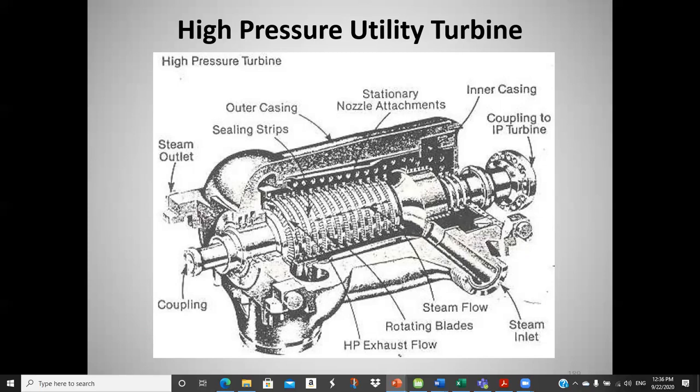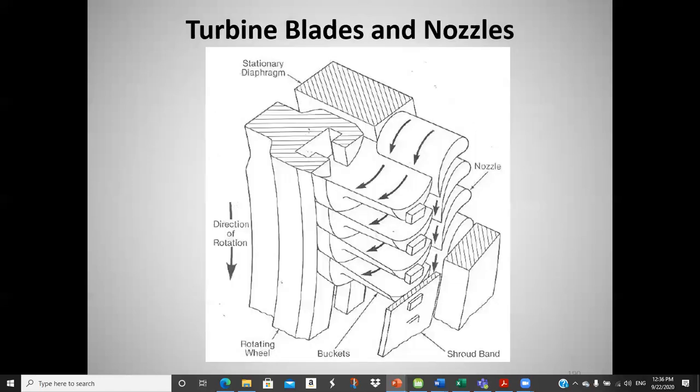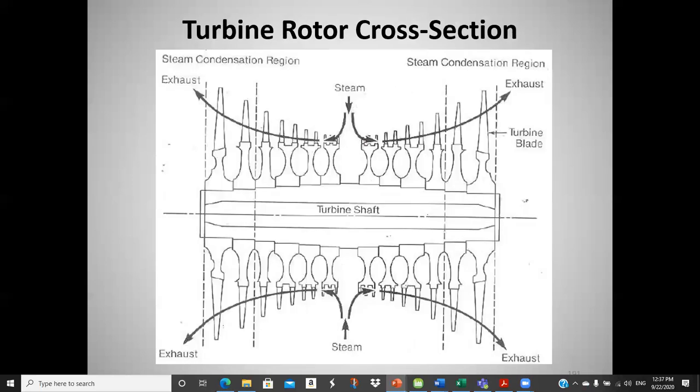Let's see, this is steam inlet, exit. That shows more detail. And we go into this a lot more in the steam power plants class. That's a high pressure turbine figure. It shows flow over blade rows. The nozzles are stationary, and then the rotating blades are connected to the turbine rotor that spins. This shows a cross section. That's an opposed flow rotor.